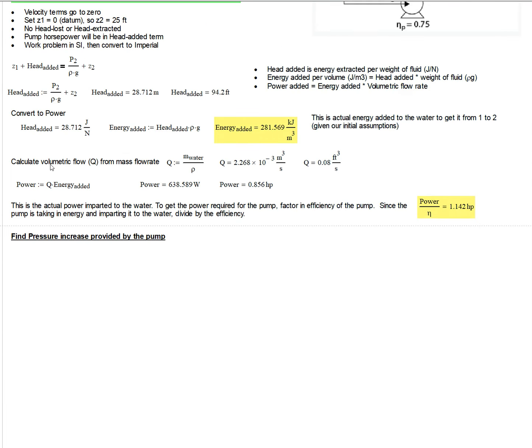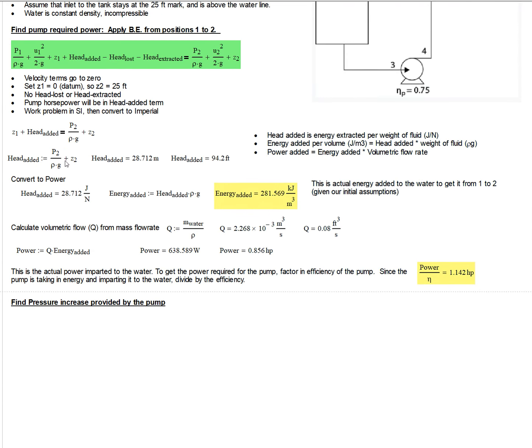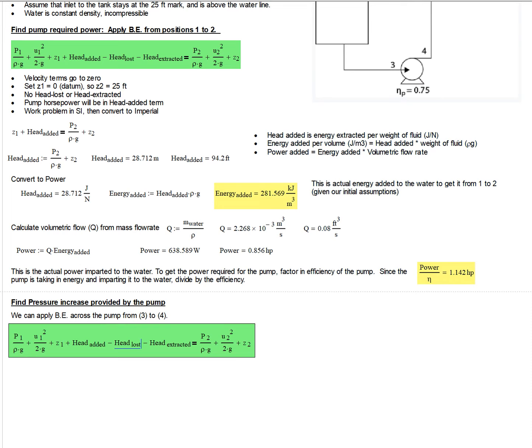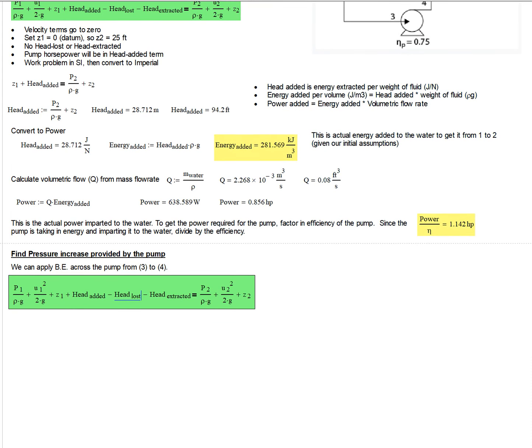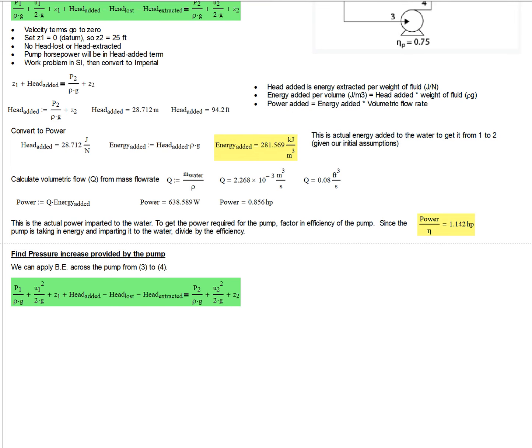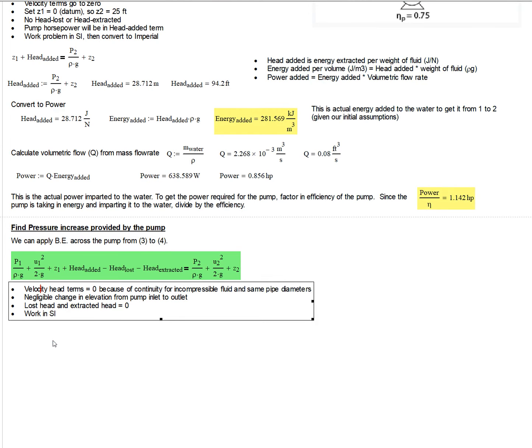And so if we go back, let's get here our schematic. The pressure increase provided by the pump. So the pressure at 3 is going to be less than the pressure at 4. And so what we can do here is apply the Bernoulli equation across the pump, from position 3 to position 4. If we take our general Bernoulli equation, I've got it written in 1s and 2s here, but you can convert to 3s and 4s. We can apply this across the pump, and we can take a look at what things we can cross out, what assumptions we can make to simplify this calculation.